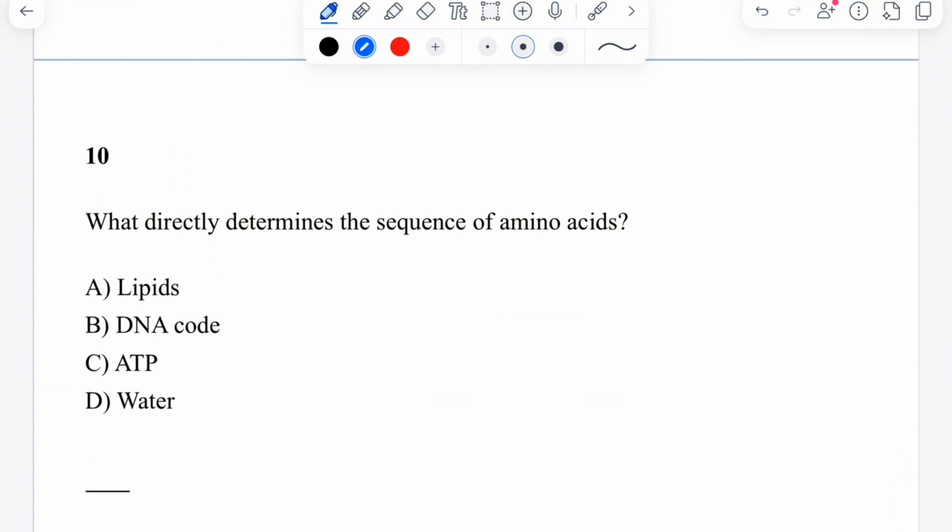Number 10. What directly determines the sequence of amino acids? Lipids, DNA code, ATP, and water. It's a simple question. DNA code. The DNA sequence determines the order of amino acids in a protein. This genetic code controls how proteins are built.